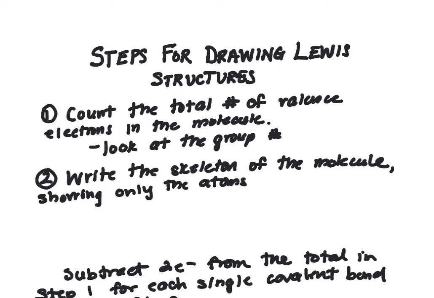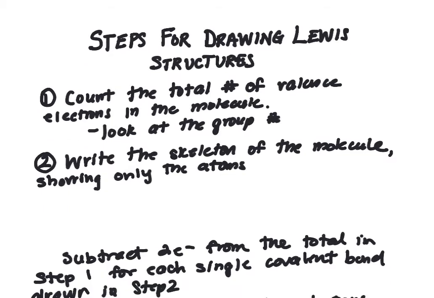So here I've taken the steps for drawing Lewis structures from your text. The first thing you want to do is count the total number of valence electrons. In order to do this, you can look at the group number for the atoms. Then you're going to write the skeleton of the molecule, showing only the atoms and the single bonds required to hold them together. If you are not given how the atoms are connected, the central atom should be able to make the most bonds and be lowest in electronegativity.